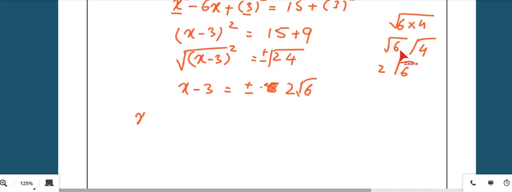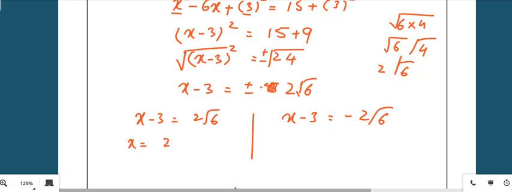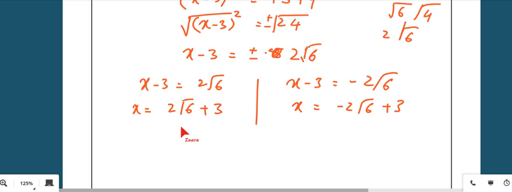Then by taking both of them, x minus 3 as 2 root 6 and x minus 3 equals negative 2 root 6. Clear? By adding 3 on both sides, I will get x equals 2 root 6 plus 3. And then again by adding 3 on both sides, I will get x equals negative 2 root 6 plus 3. Writing them in the standard form, x equals 3 plus 2 root 6 and 3 minus 2 root 6. These are the zeros, the solution of this problem.